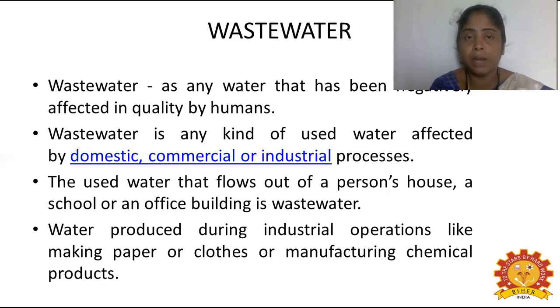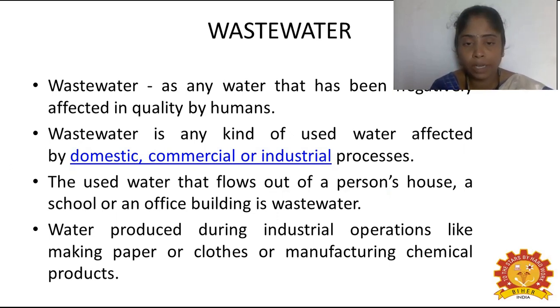So the basic definition: wastewater is said to be the water which has been utilized for various purposes and is excreted from domestic, commercial, or industrial processes. It can also be defined as water that has been negatively affected in quality by humans. It can be affected because we are producing a product, which leads to a byproduct that has to be discharged as wastewater output.